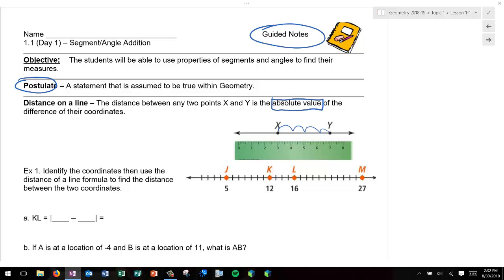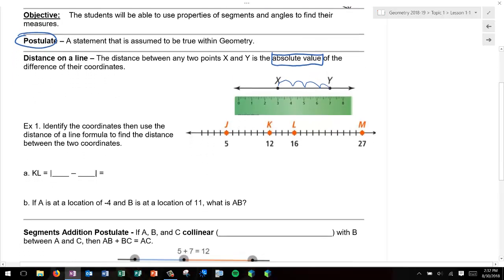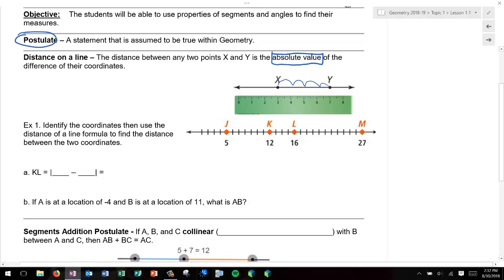So take a second and try out this first example here. They've given us two questions. They want to know what the distance is of KL on that number line. And then they've given us just a general one where I recommend you try drawing in a number line. Go ahead and take a second and see how you do on those answers.